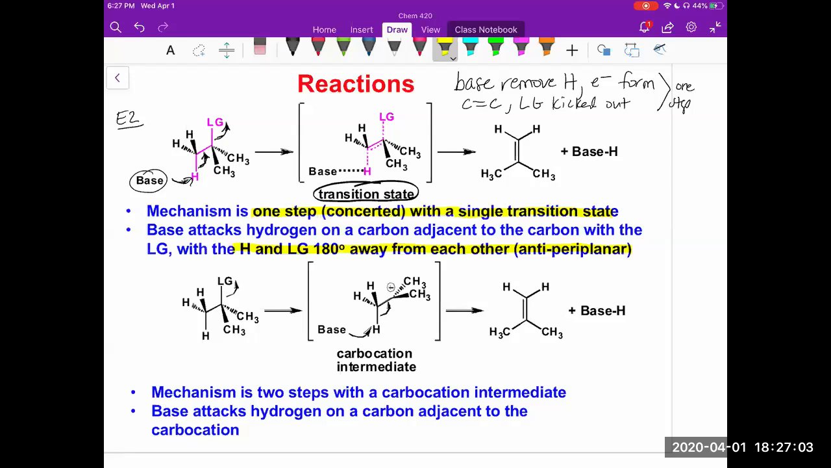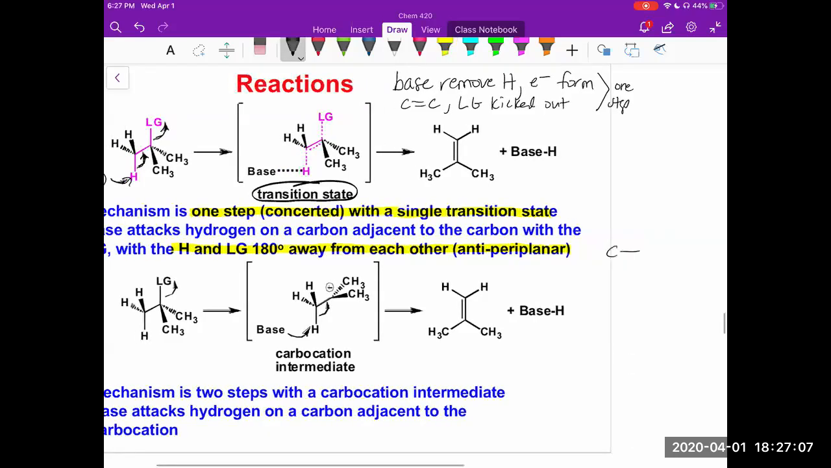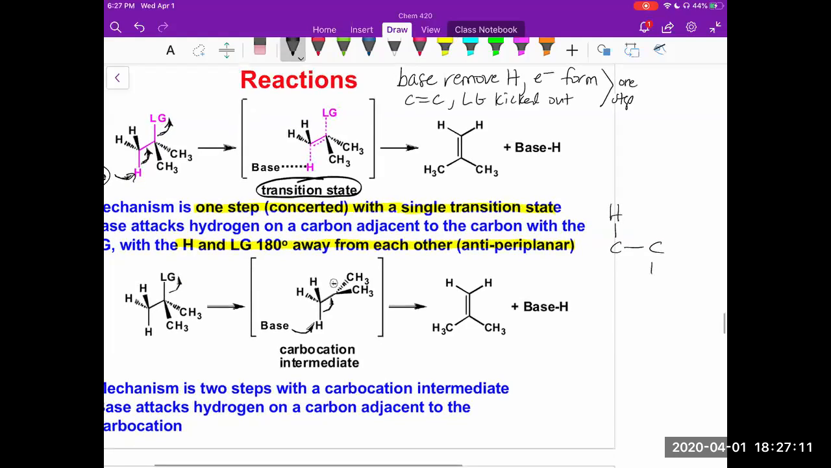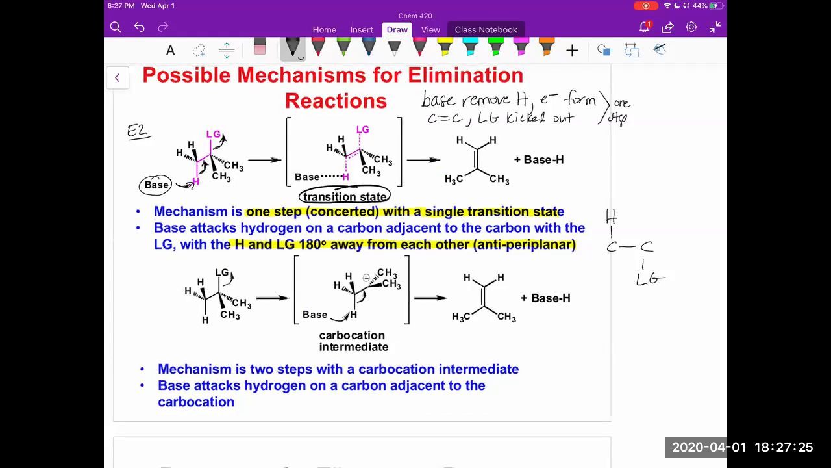But they have to have an arrangement that looks like this. Here's a carbon, here's carbon. The hydrogen has to be here, and the leaving group has to be there, 180 degrees away from each other. And that's called anti-periplanar. They're anti, and they're in the same plane. So that's E2.